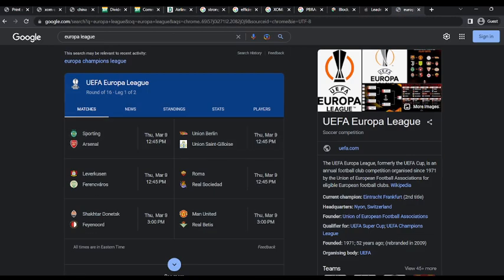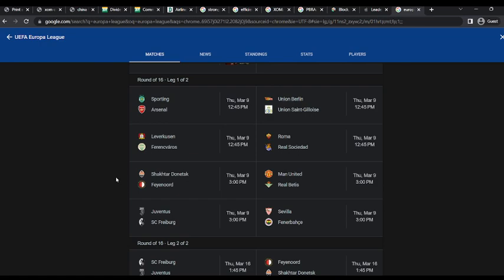On to the Europa League. Let's take a look. And so for these predictions, they're just starting around the round of 16. And so I will be predicting both legs. I'm not predicting the results of this game. I'm predicting the results of the entire tie. Okay, just want to have that be clear.